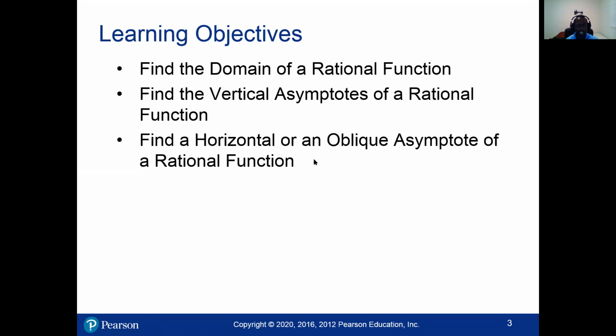One, we'll find the domain of rational functions. In fact, we did this in chapter 2, we'll revisit it. And then find the vertical asymptotes, and then also find the horizontal or oblique asymptotes of a rational function.